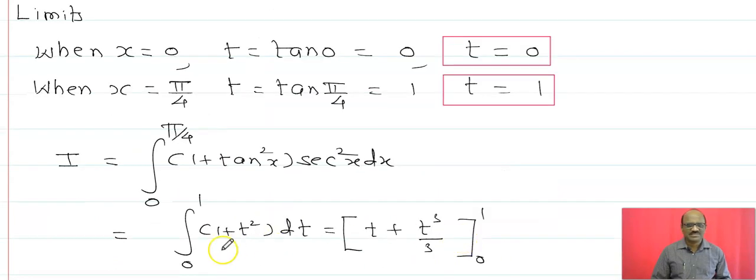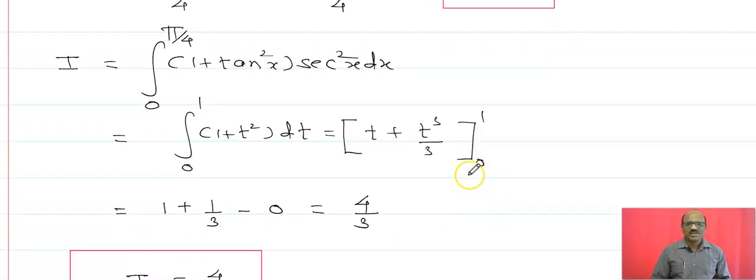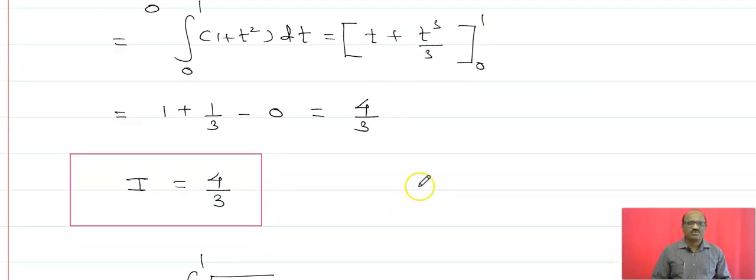And therefore the integral changes. I is equals to 0 to pi by 4 1 plus tan square x sec square x dx, that is 0 to 1 in bracket 1 plus t square dt. Now integrate this. The integral of 1 is t and t square is t cube upon 3, 0 to 1. Now upper limit minus lower limit. Upper limit is 1, lower limit is 0. Therefore 1 plus 1 upon 3 minus 0. We substitute t is equals to 1, t cube is 1, 1 upon 3. Lower limit is 0. Therefore this whole term will become 0. Therefore 1 plus 1 upon 3, that is nothing but 4 upon 3. Therefore I is equals to 4 upon 3.